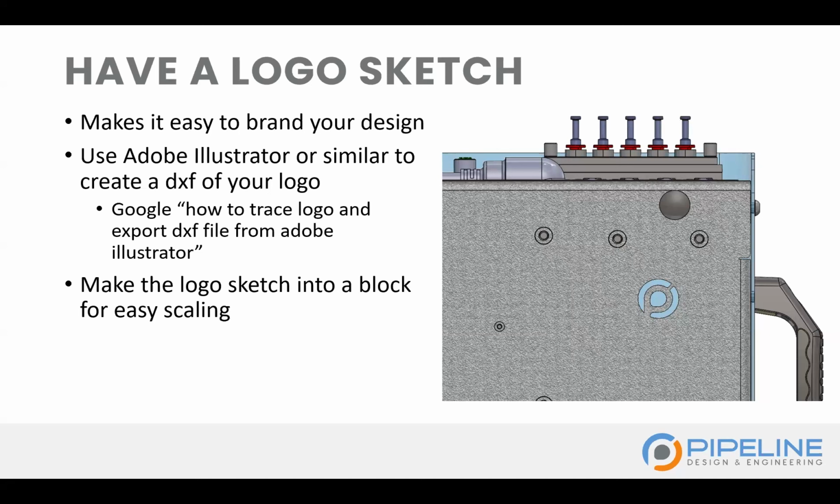To create a logo like that or any shape, if you have access to Adobe Illustrator, it's super easy. I don't know how to use Adobe Illustrator, but I can use it to make a DXF of an image. I'm not going to go through the details of how to do that, but if you just Google how to trace logo and export DXF file from Adobe Illustrator, you'll find plenty of tutorials on how to do that. And it's literally like 2 or 3 clicks. You bring an image into Illustrator, there are a couple of buttons you push, and voila, it gives you this really nicely traced outline of your logo. And then you just export that as a DXF and pull it into SolidWorks.